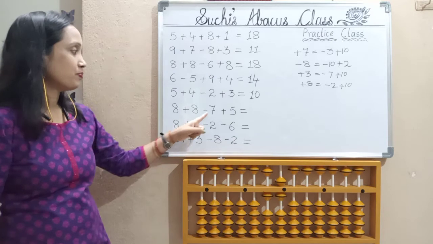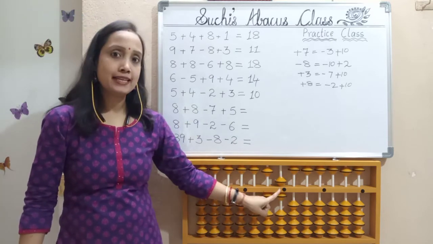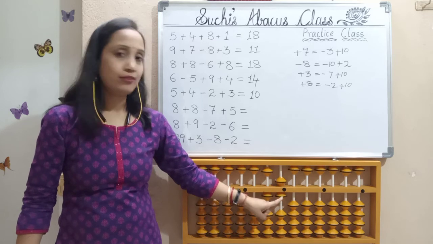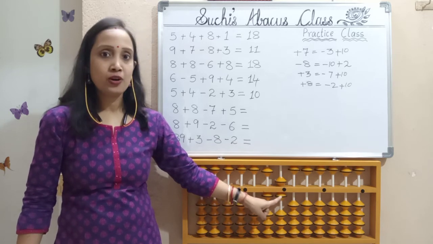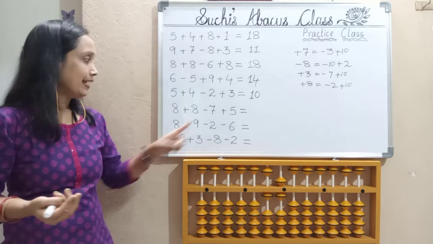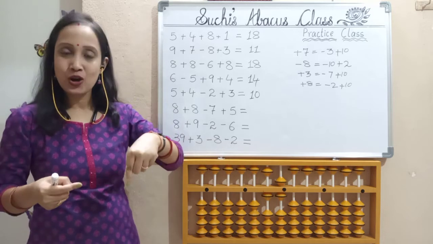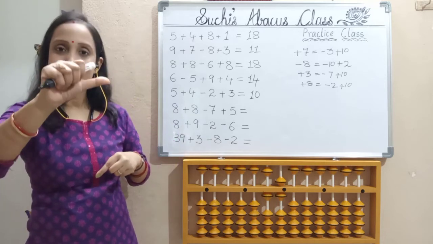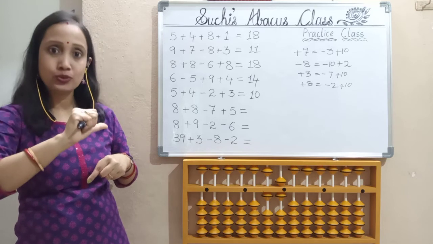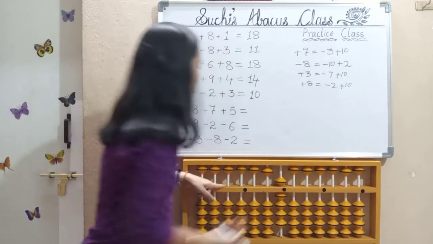Next, less 7. In 1's place, I need less 7 only. But I have here only 6. Less 7 not possible. Questions, who is 7's friend? 3. It is add or less? It is less. Who should go out? 10 should go out. Who should come in? 7's friend 3 should come in. That is less 10 and 3.